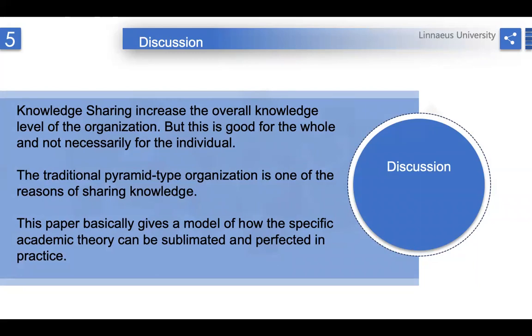This paper basically gives a model of how the specific academic theory can be sublimated and perfected in practice. In the field of knowledge sharing, it chooses to analyze and summarize the barriers. It fills the gaps in the previous papers. Some authors just extract barriers from the process of knowledge sharing in normal organizations. This article provides people with another perspective on the barriers to knowledge sharing. They may not be only barriers, but also enablers, and there may be corresponding links between different factors.